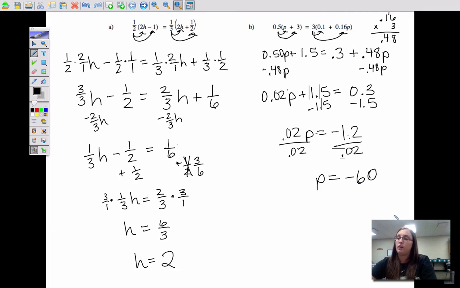So it's just extra important that you really remember your steps on these, because when you're working with fractions and decimals, you cannot do it in your head.